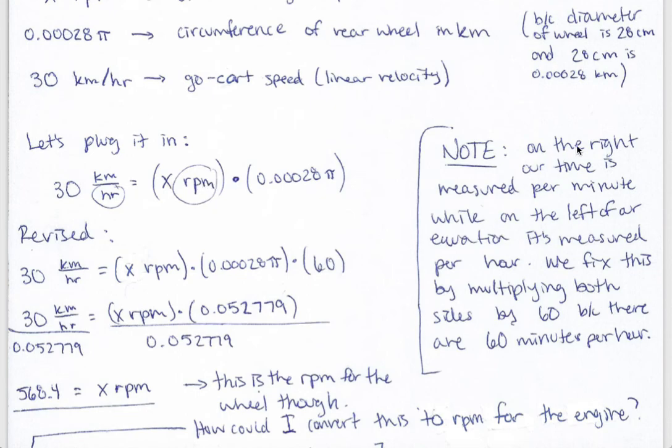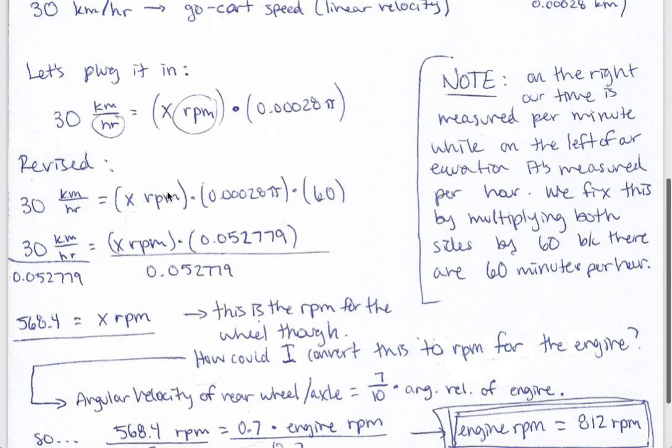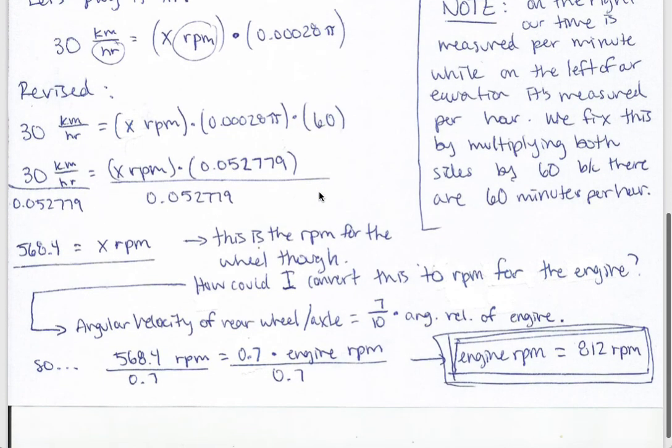So now on the right, we're in minutes. On the left of our equation, it's measured per hour. So we fix this by multiplying both sides by 60 because there are 60 minutes per hour. So I'm going to revise my equation. I've got 30 kilometers per hour still, and that's our linear velocity. That equals our angular velocity of x RPMs for our engine times the circumference, and then I'm multiplying that by 60.